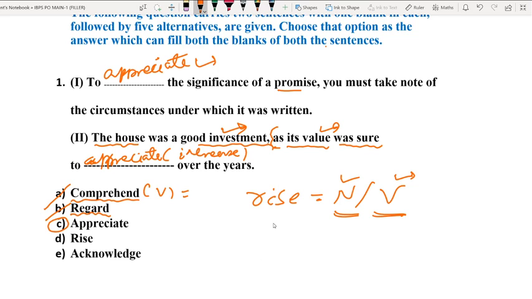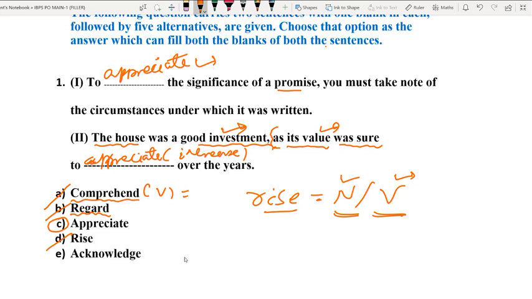So, in the context of this question, rise can go into the second blank, but we cannot fit it in the first blank, and that's why it is also eliminated. Right, dear students? Now we are left with the last option, that is acknowledge. Acknowledge means to accept or recognize the truth or existence of something.